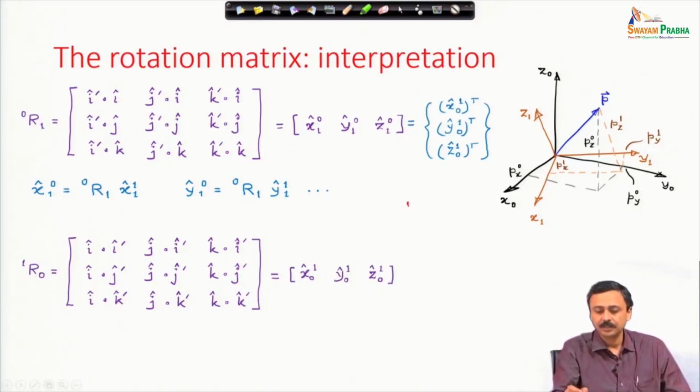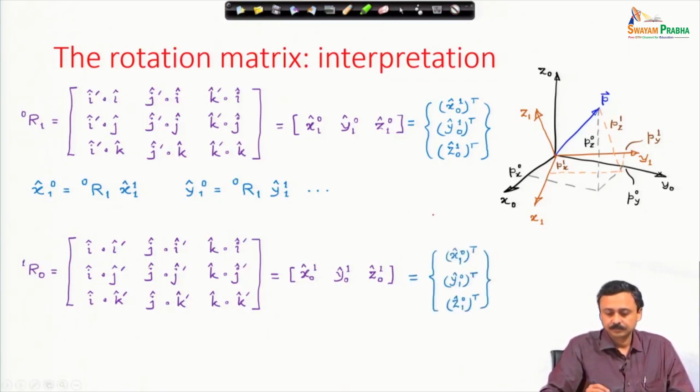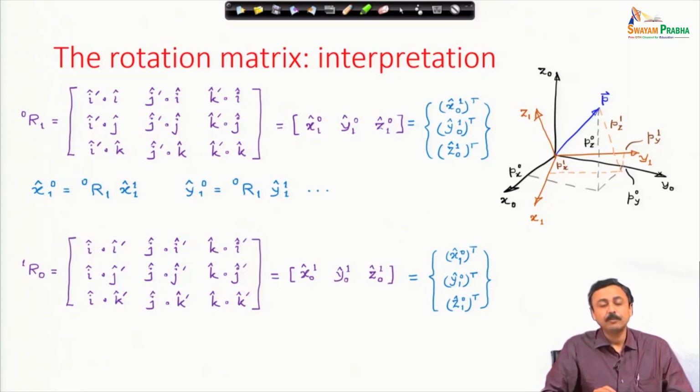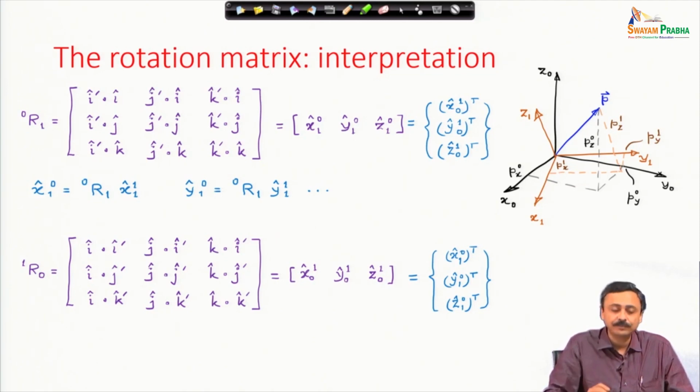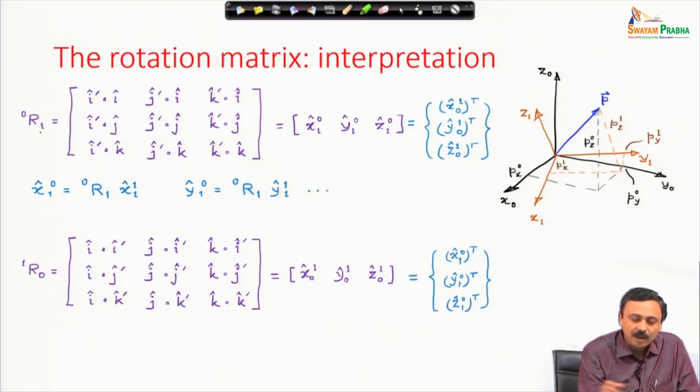So, here I have written how the rows of R 1 to 0 are to be interpreted. And similarly, for the matrix R 0 to 1, how the rows can be interpreted. Therefore, we now have a very good idea of how the rows and columns of the rotation matrix are to be interpreted.